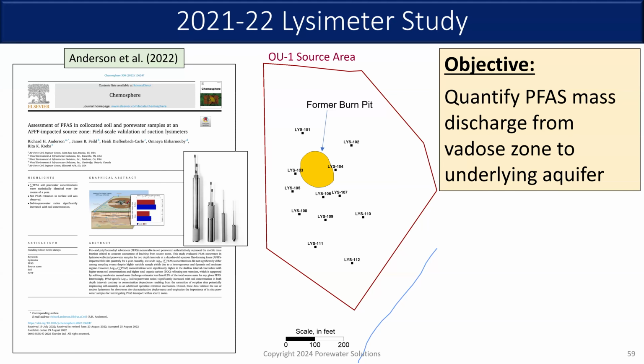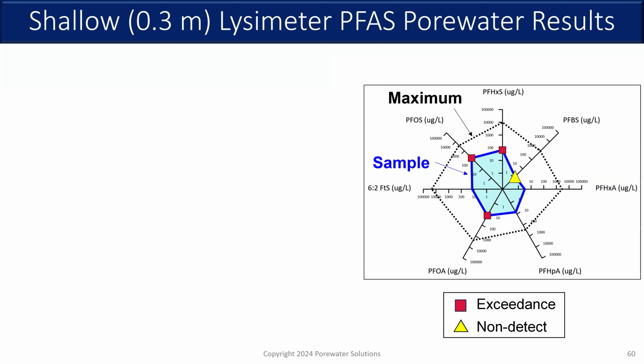The former burn pit is the orange zone there, the lysimeter locations. Just using radial diagrams again, outer data series of the maximum concentrations. You can see the sample results. We're showing exceedance symbols, non-detect symbols. And here we're showing only the compounds that had significant concentrations at this site.